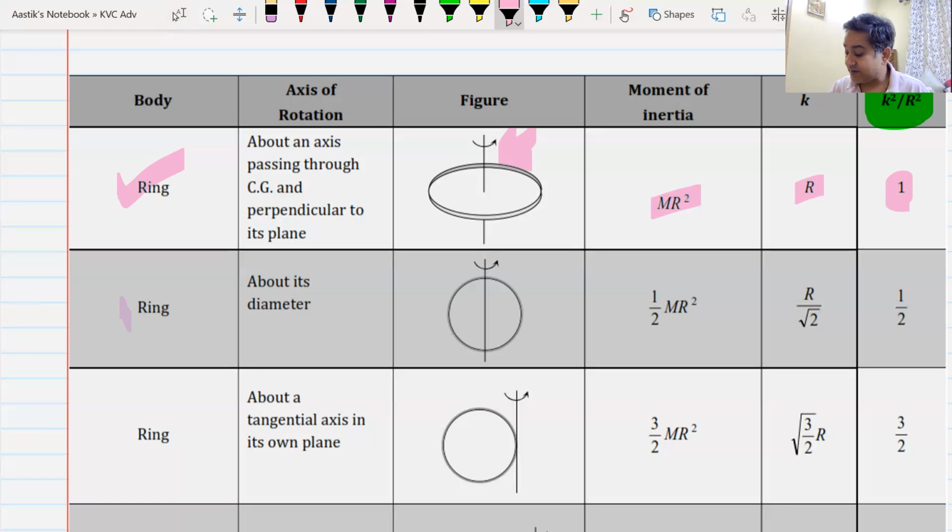Ring about its diameter: half mr square. You understand this? The radius of gyration becomes r by 2 and k square by r square becomes half. Yes or no? Yes, sir.